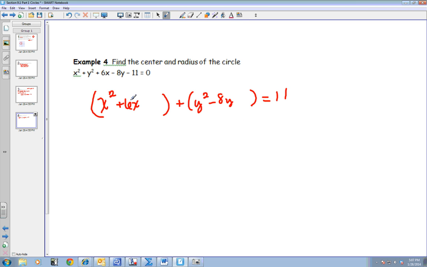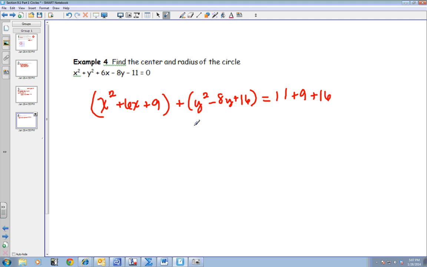Now I'm going to complete the square for each of these. Take half of my x term, so half of 6 is 3, and square it. I get 9. If I add 9 here, I have to add 9 over here. Take half of this y term, so half of 8 is 4, square it, and I get 16. So I'm going to add 16 to this side.